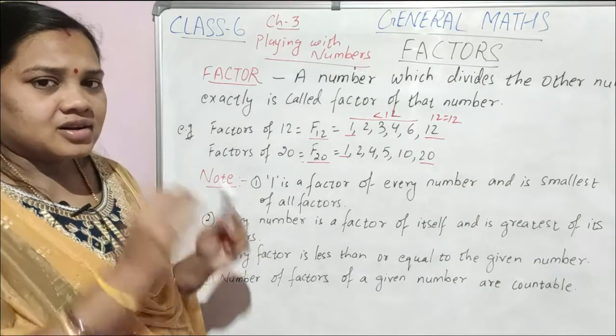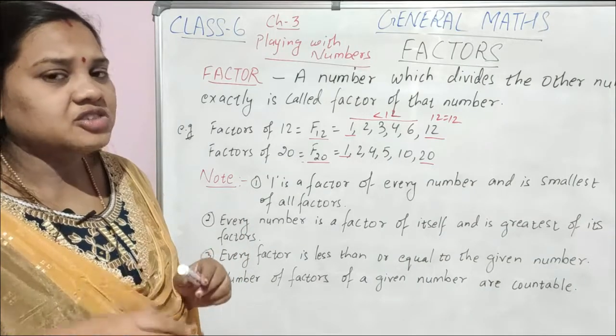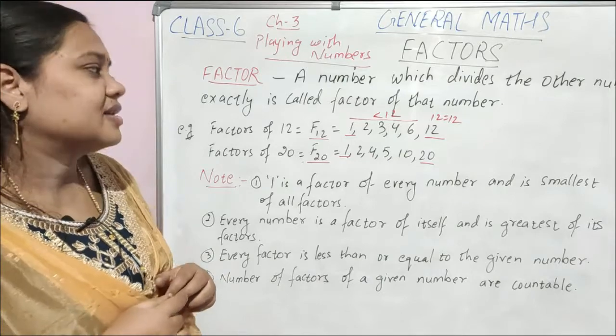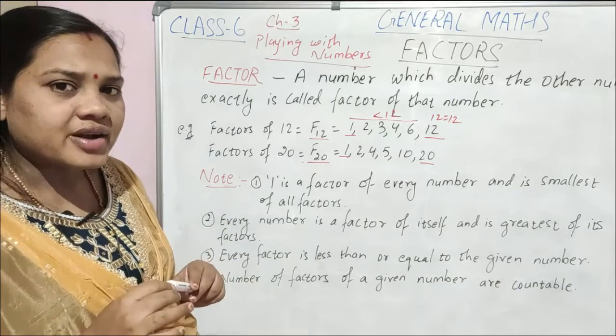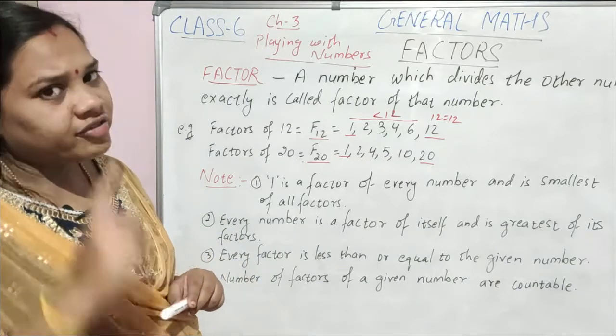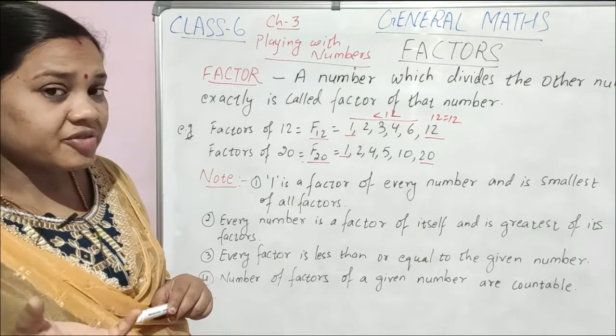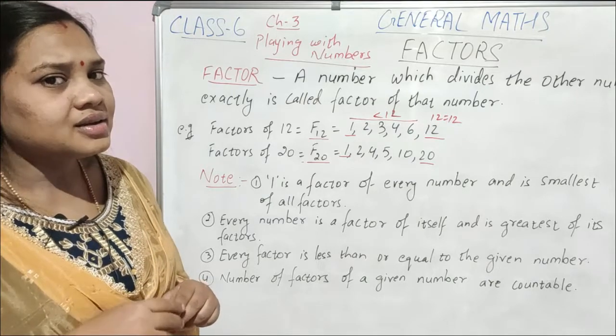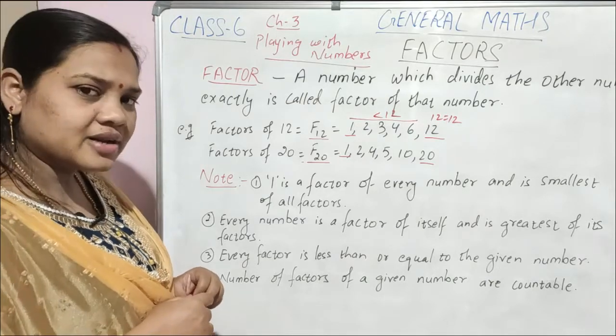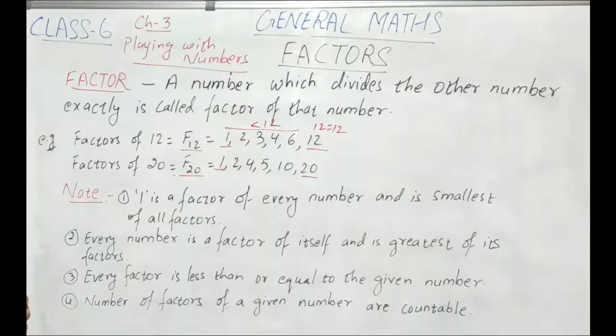What is a factor? A factor of a number is a number which divides the given number exactly. Clear children? 1 is a factor of all the numbers and it is the smallest factor. Every number is a factor of itself and it is the greatest factor. Remaining factors are smaller than the given number. Clear children? Please note this down neatly. You must pause the video and note down from the board. After writing only, you continue the video. Write neatly.